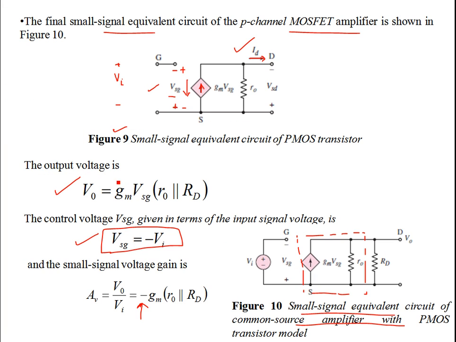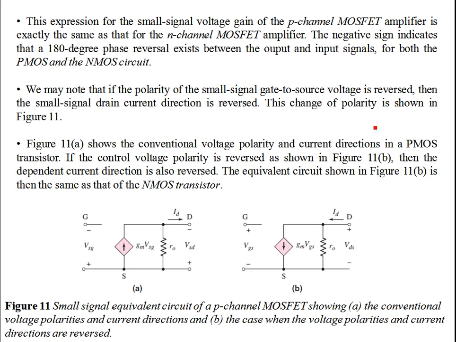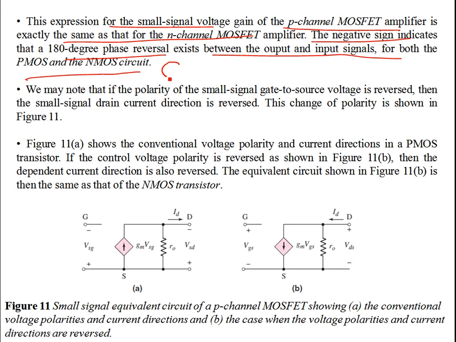So if you consider it over here, again, you have the same voltage output, and the same 180-degree phase shift reversal. So between input and output, you have a 180-degree phase difference. This expression for the small signal voltage gain of the P-channel MOSFET amplifier is exactly the same as that for the N-channel MOSFET. The negative sign indicates the 180-degree phase reversal between output and input signals for both PMOS and NMOS devices. Both configurations that we consider are common source configurations, so in both you have 180-degree phase reversal between input and output. We may note that if the polarity of the small signal gate to source voltage is reversed, the small signal drain current direction is reversed. This change in polarity is shown in figure 11.